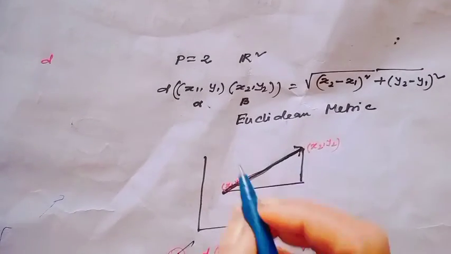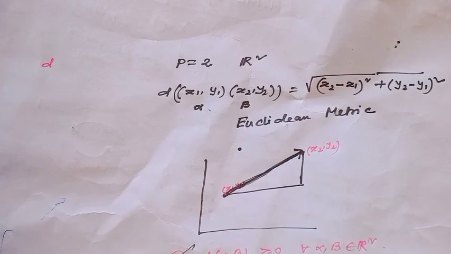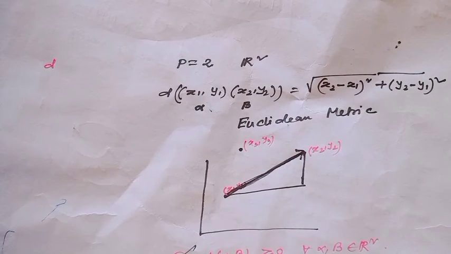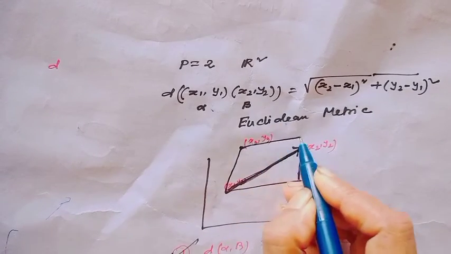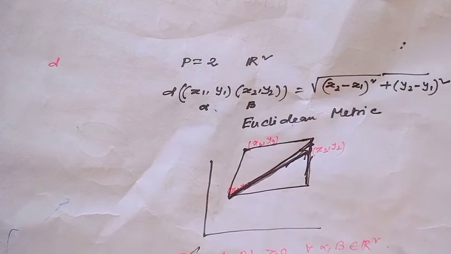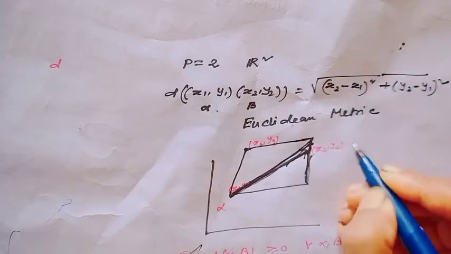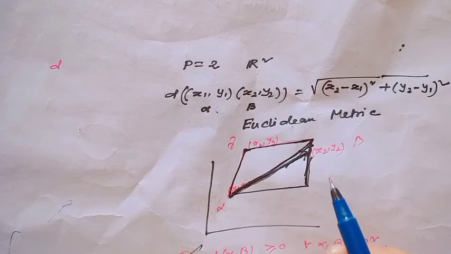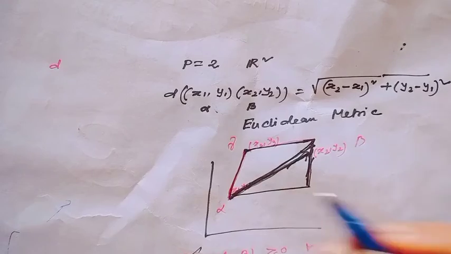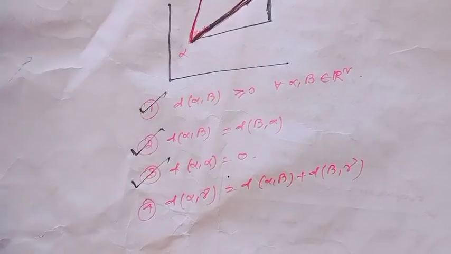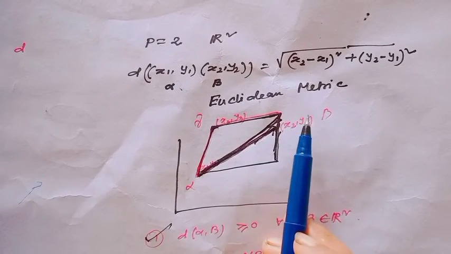For the triangle inequality, consider a new point (x3, y3) and consider this point as gamma. This would be just a picture, and consider here this point alpha, this point beta and gamma. If we consider this triangle, obviously this distance is always less than or equal to this distance by the triangle inequality. That means this fourth condition also will be satisfied. So obviously this is a metric space.